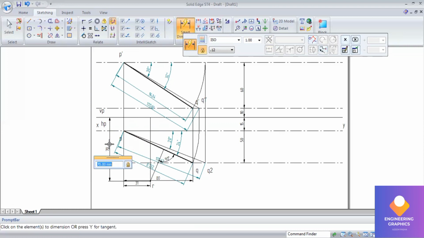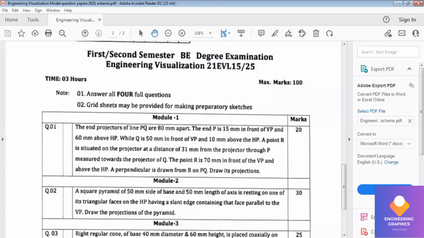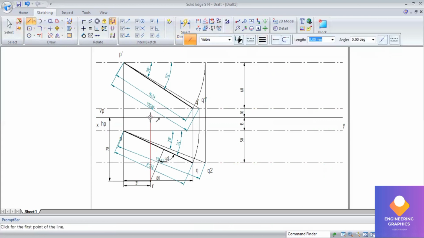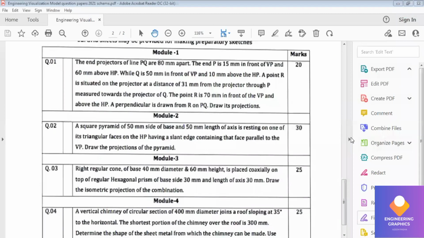You can show the dimensions. Okay. Just by projecting upward, till it touches the apparent length, I will extend it, and I will be writing R dash. Okay. So that completes the problem.